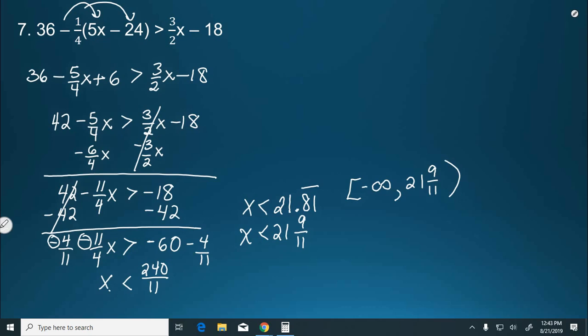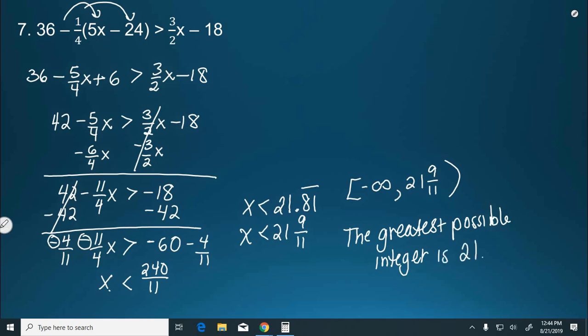Now, also because it's less than, we're not talking about the smallest possible integer anymore. We're talking about the largest possible integer. It's going to be the highest possible value that would satisfy this inequality. So if it's 21 and 9/11, the first integer less than 21 and 9/11, believe it or not, is just 21. So you just take away that fraction part. So the greatest possible integer is 21. Whew, that was challenging.